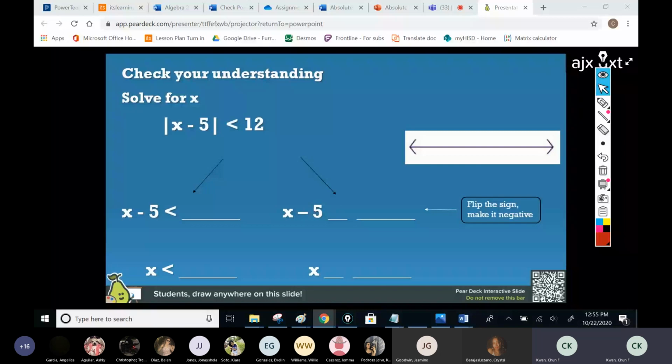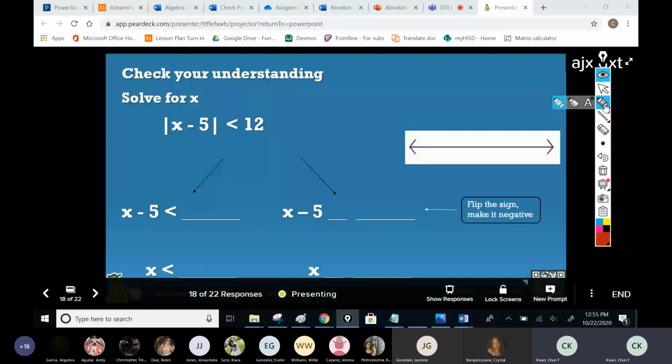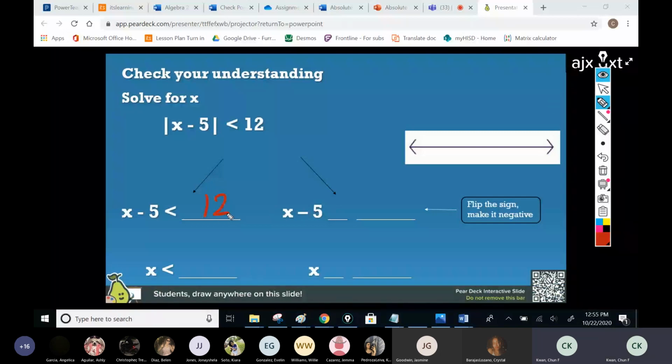All right, almost all of you got it. Okay, so this is pretty simple. I'm not going to put too much time on it. All right, let me quickly go over this. So go back to the Microsoft Teams meeting. Positive 12 on the left. And then the other one is greater than negative 12.